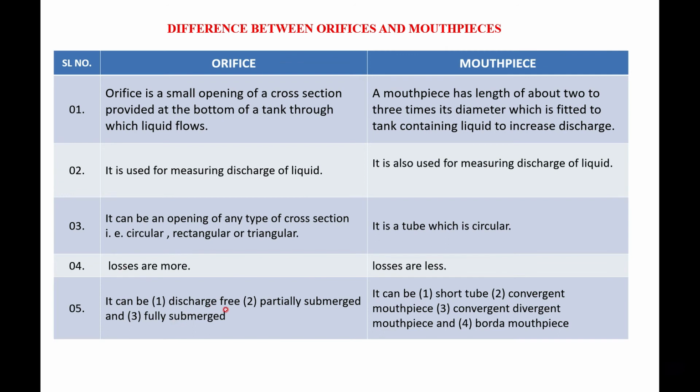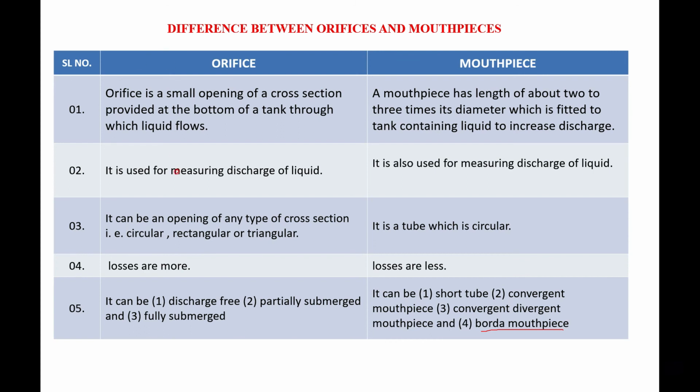Based on the classification, it can be freely discharged, partially submerged or fully submerged, and it can be a short tube, convergent mouthpiece, convergent divergent mouthpiece, and Borda's mouthpiece. Borda's mouthpiece means internal mouthpiece, and the convergent or convergent divergent mouthpieces are external mouthpieces. External means the tube projecting outside the tank is called an external mouthpiece. If the tube is projecting inside the tank, it is called an internal mouthpiece.